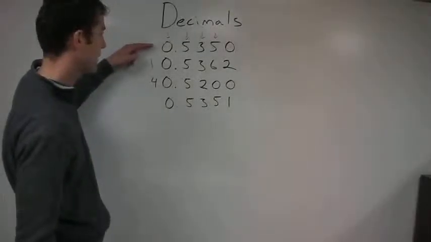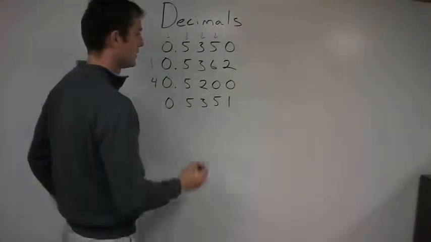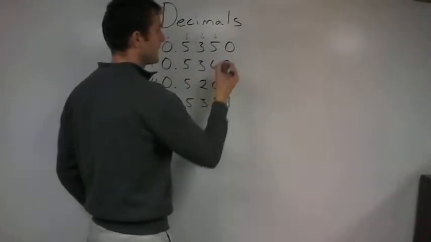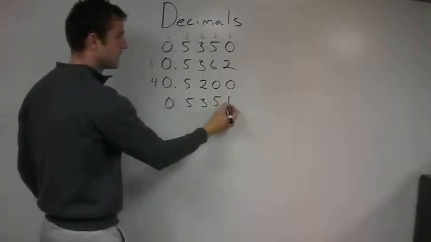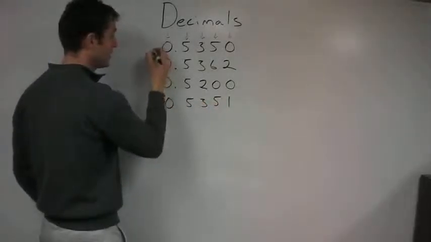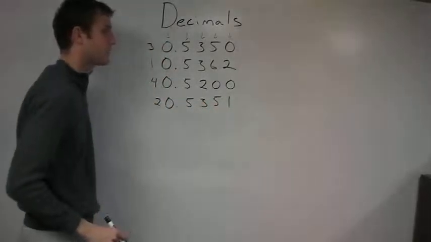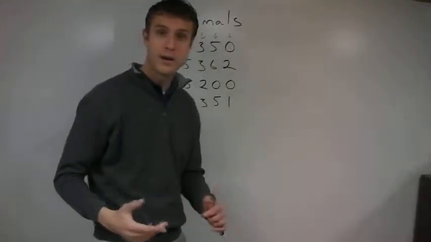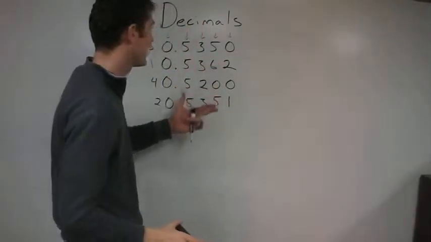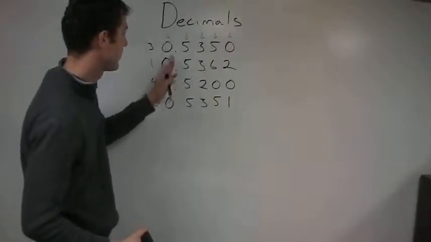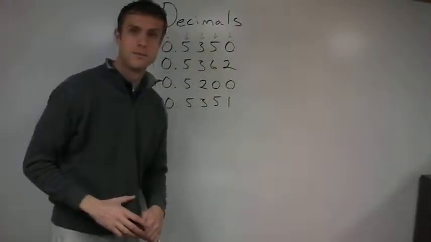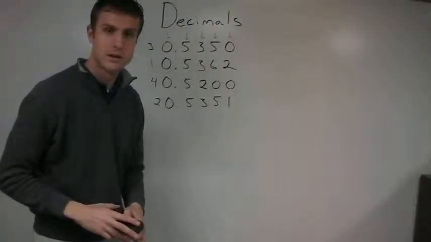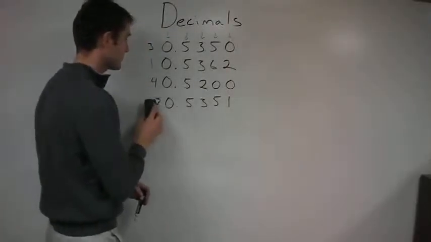So we have 2 left to compare. They both have 5 in the 1000th place, so I'm going to go 1 more place. This one has a 0, this one has a 1. So this one is going to be greater, so that's going to be number 2, number 3, and number 4. That is how you compare decimals. Place them on top of one another, make sure the decimal points are lined up, and then compare from left to right and see which one is bigger in each place.